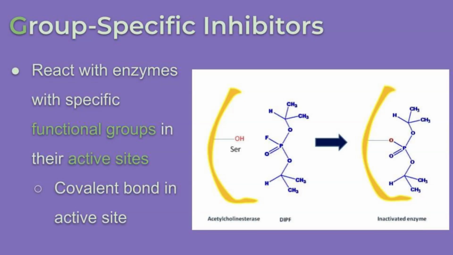Your inhibitor, which is in blue, is going to come by and react with that hydroxyl group that's part of the serine residue in the active site of the enzyme. And so you can see on the far right, you have an inactivated enzyme because that inhibitor has now formed a covalent bond with that oxygen that's part of the active site of that enzyme. So you've got this big chunky inhibitor there that's taken up a lot of room, but it's also covalently bound to the active site. So that active site is no longer active. There's nothing that can come by and bind to that active site anymore. So that is group-specific inhibition.